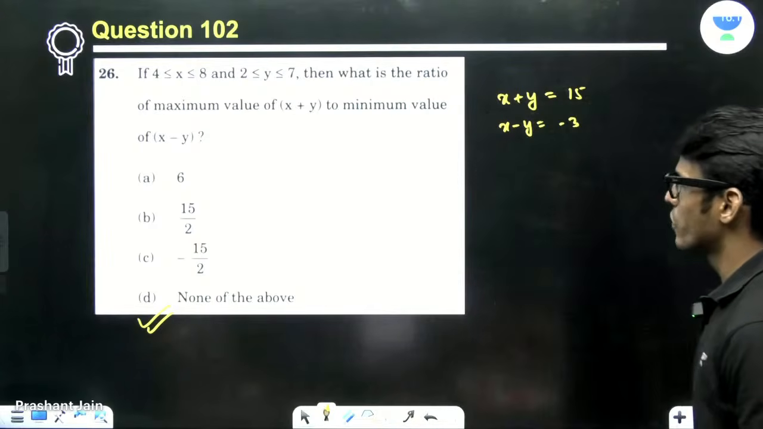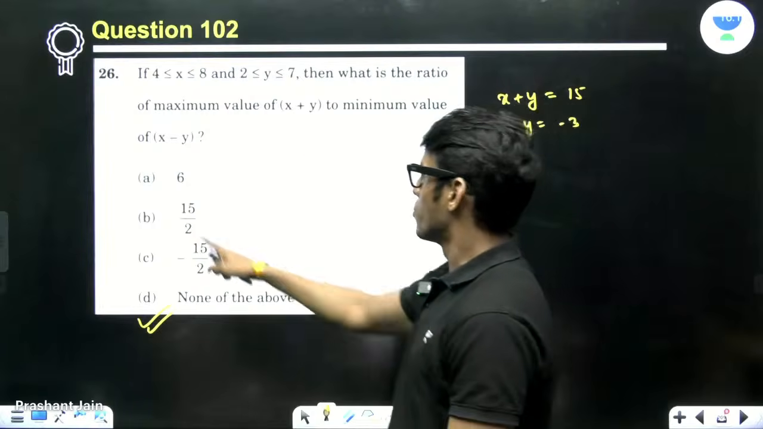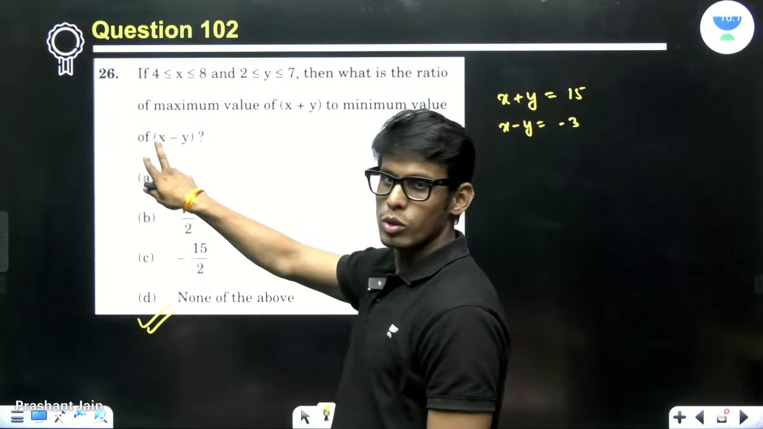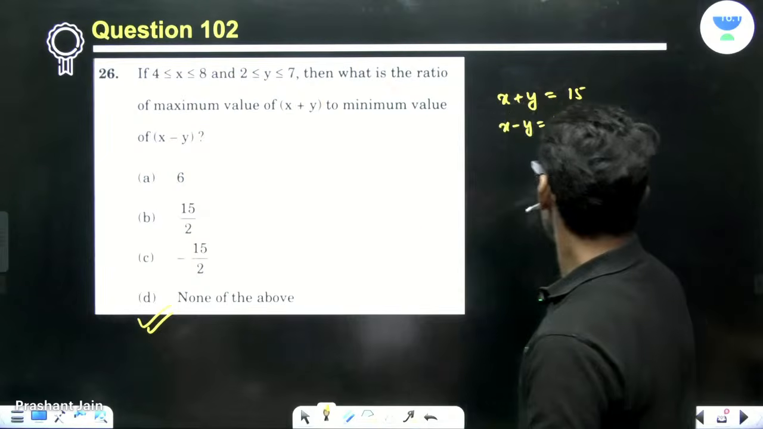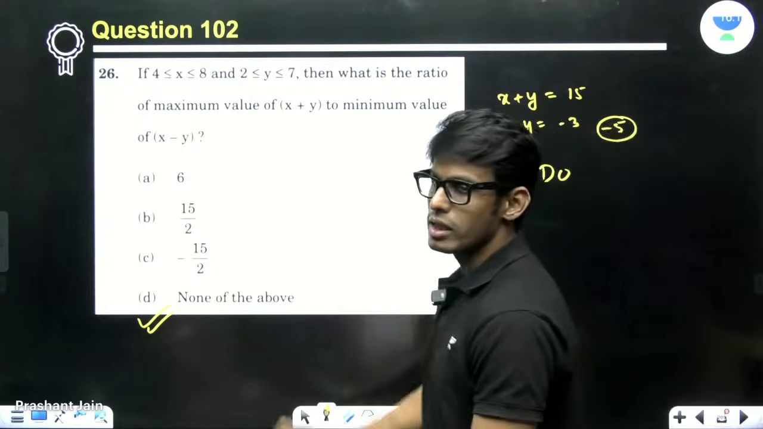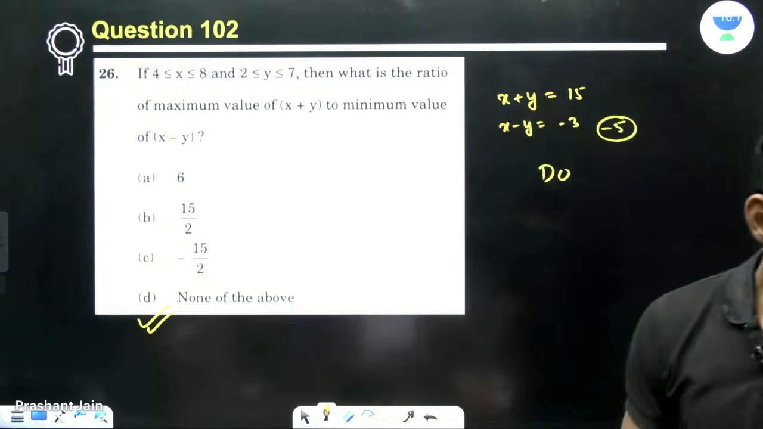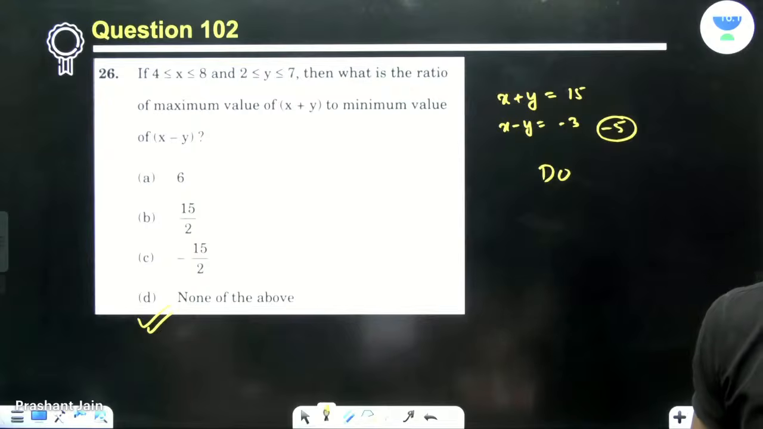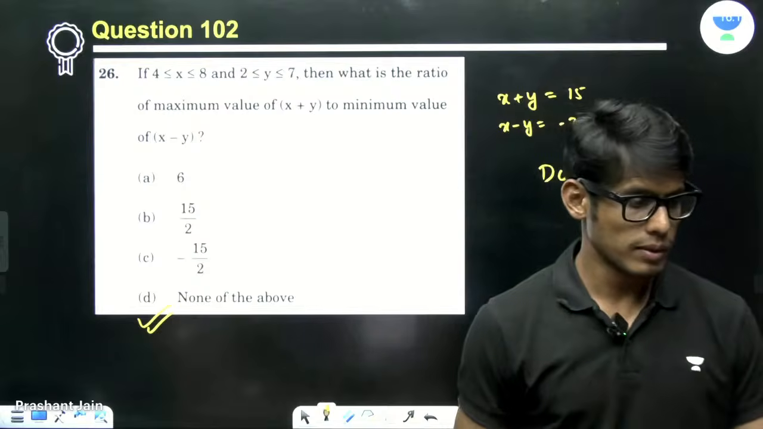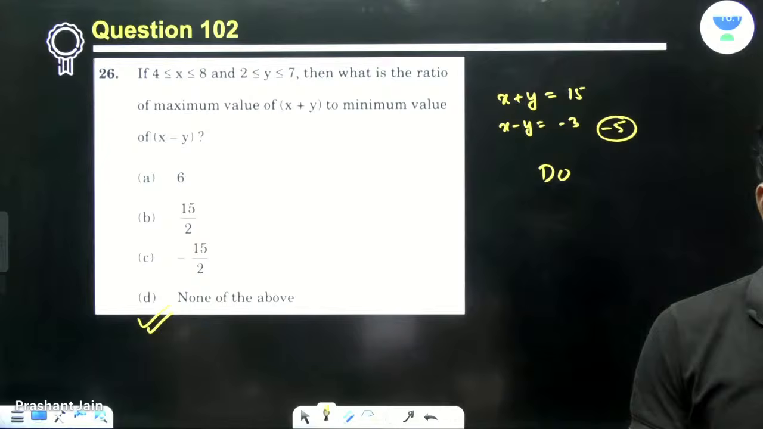Maximum value of X plus Y is 50. You take the maximum of these. Minimum value of X minus Y: minimize this, maximize that. X minimum is 4, Y maximum is this 7. So 4 minus 7 is minus 3. So you will get minus 5. Highly do problem. Just that the answer is none of the above. It's a do problem, right? Are you getting it?